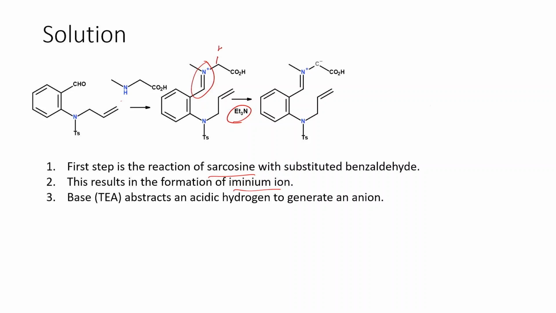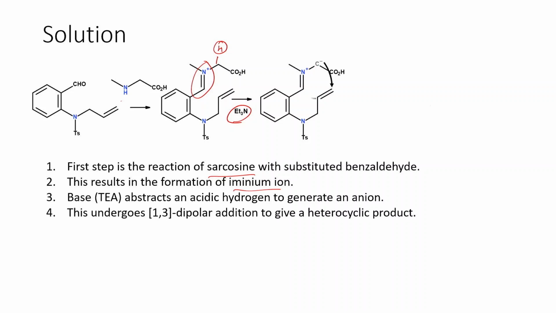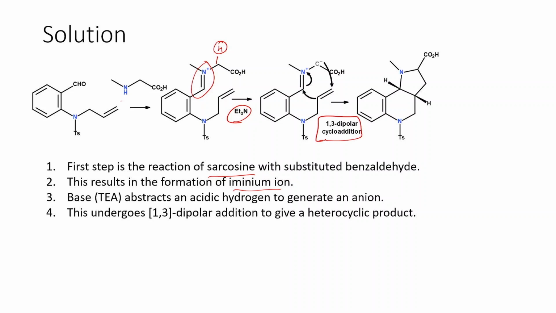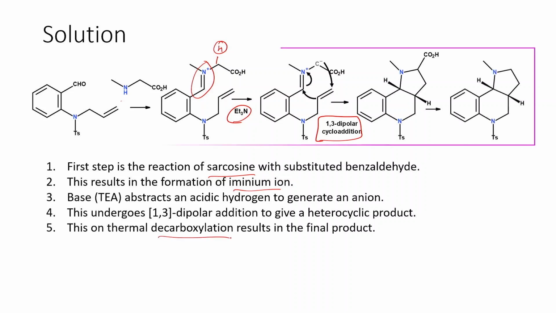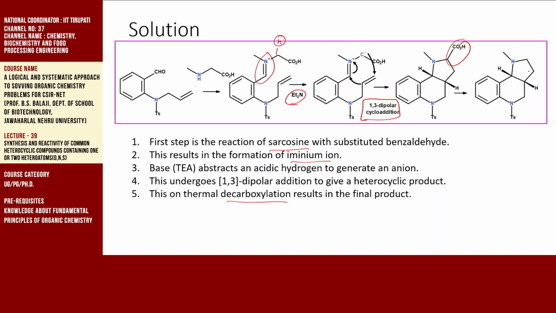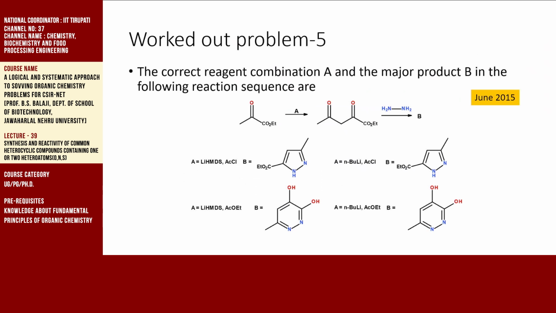We have an acidic hydrogen here on this particular carbon. The methylene hydrogen is the acidic one, so that is abstracted by the triethylamine. For simplicity, the hydrogens are not shown on the carbanion. So this attacks this particular double bond, and here a 1,3-dipolar addition actually takes place, leading to the formation of a cyclized product. So a heterocyclic product is formed in this case, and on heating it undergoes decarboxylation. This carboxylic acid unit is lost, so that we end up with the final product as shown here.